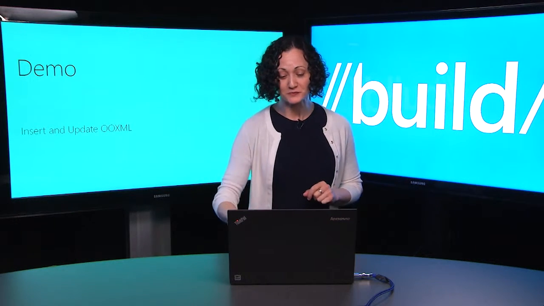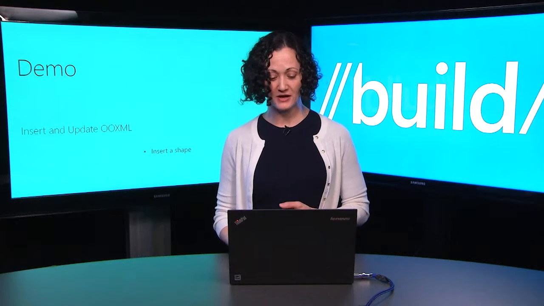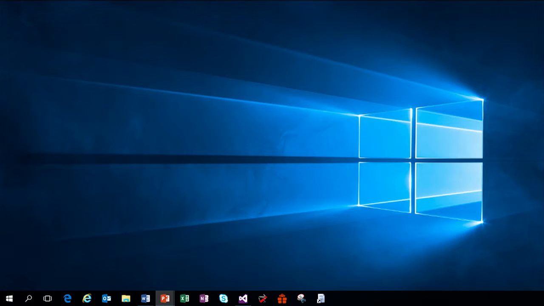All right, so we're going to insert a shape using Office OpenXML. We're going to update the markup with information we gather from the user, and then we're going to replace that customized shape in the document. Let's give it a go.